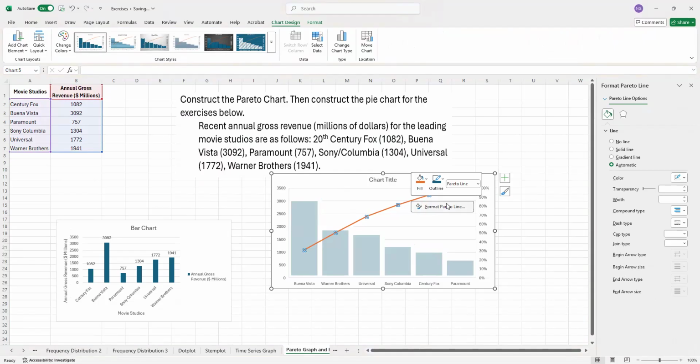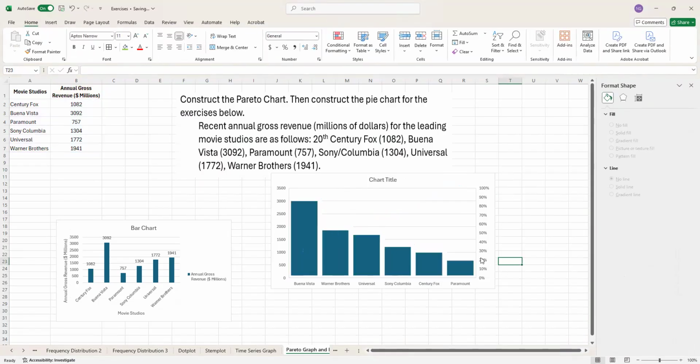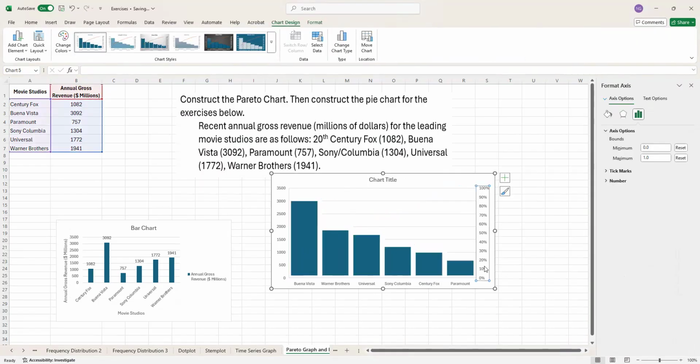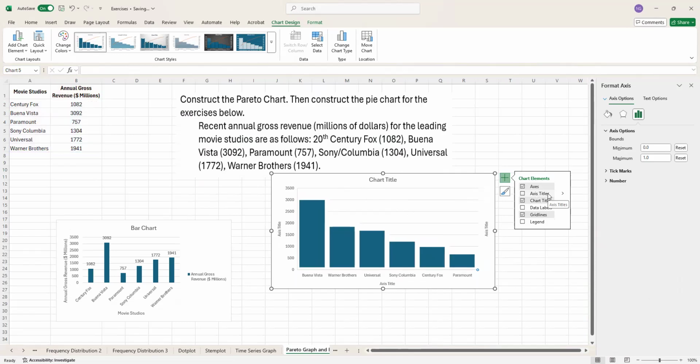Okay, no line, or I can change the line. I can say no line here. As you can see, there is no line, right? And I can remove this line right here. So this is a Pareto chart. So we can always include the axis.